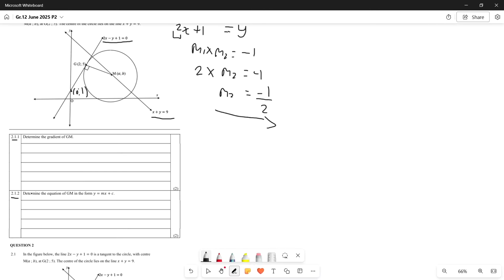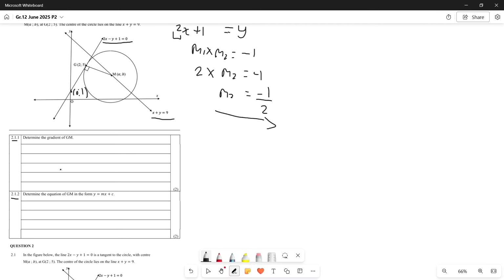So then 2.1.2, it says determine the equation of GM in the form y equals mx plus c. Also only 2 marks here, which means we have to just plug in this gradient we calculated into this equation and then plug this x and this y coordinate into there. And then we can solve for c, and then we can have our equation.